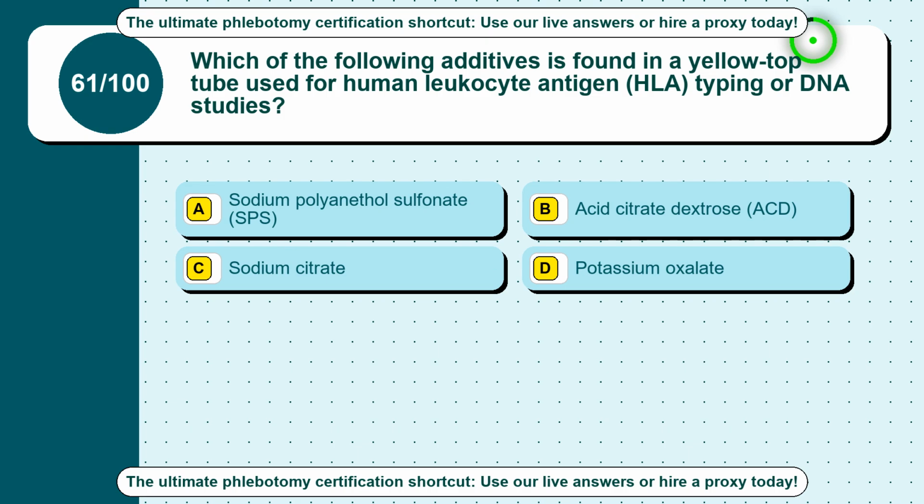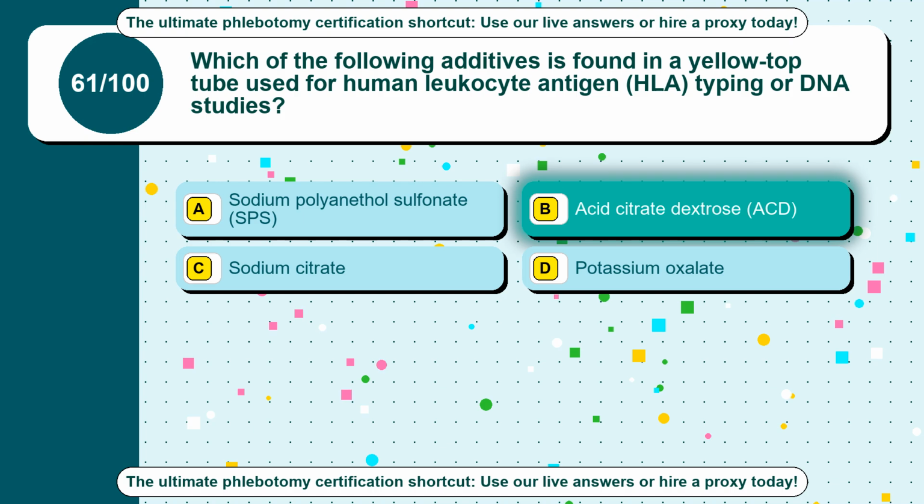Question 61. Which of the following additives is found in a yellow top tube used for human leukocyte antigen, HLA, typing or DNA studies? Option A. Sodium polyanethol sulfonate, SPS. Option B. Acid citrate dextrose, ACD. Option C. Sodium citrate. Option D. Potassium oxalate. The correct answer is option B.